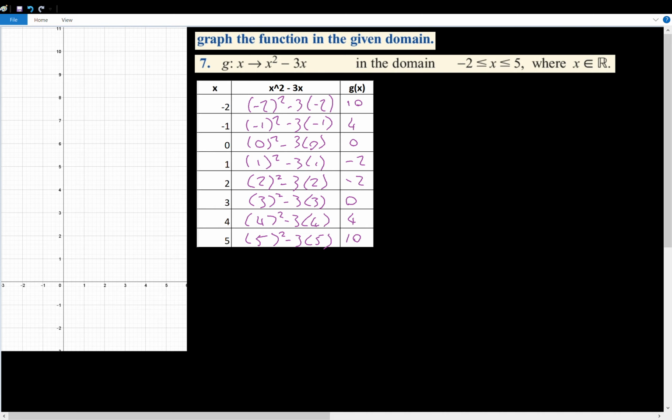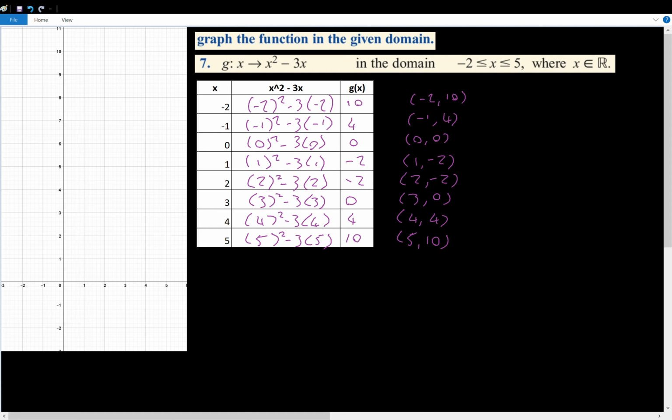And then all we have to do is just pair up our x's and our g of x's to get coordinates. So minus 2, 10 is our first one. Next one down is going to be minus 1, 4. Then 0, 0. Then 1, minus 2. Then 2, minus 2. Then 3, 0. 4, 4. And 5, 10. We just took our x value, paired it with our g of x value.